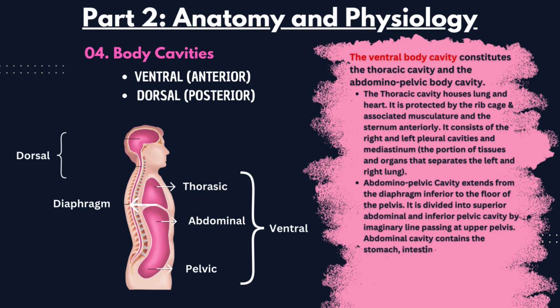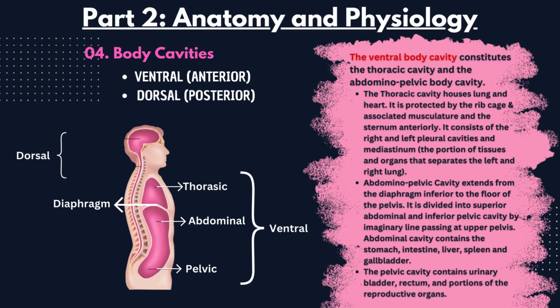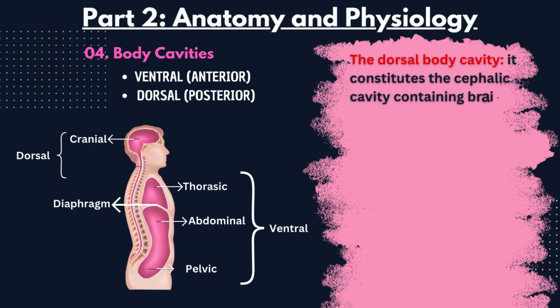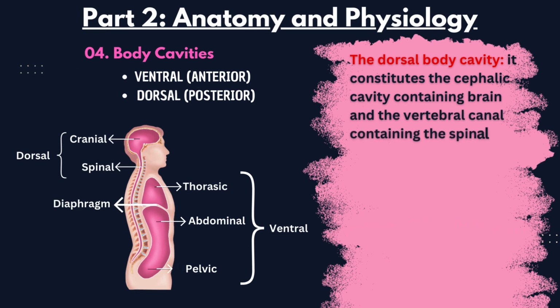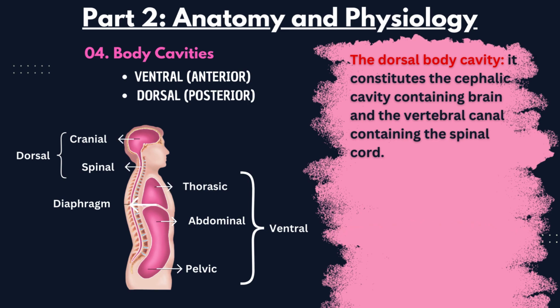Abdominal cavity contains the stomach, intestine, liver, spleen, and gallbladder. The pelvic cavity contains urinary bladder, rectum, and portions of the reproductive organs. The dorsal body cavity constitutes the cephalic cavity containing the brain and the vertebral canal containing the spinal cord. Hope you have understood the body cavities.